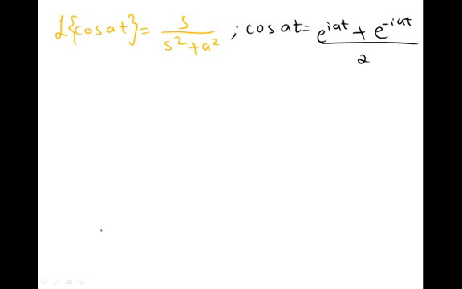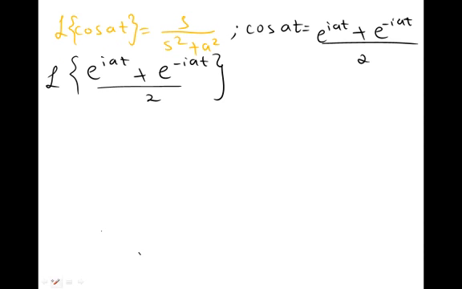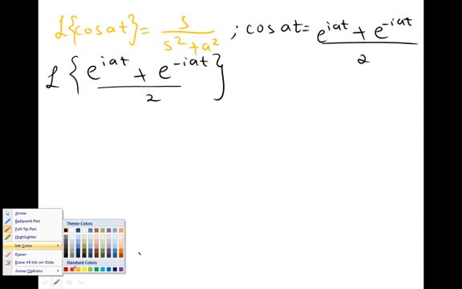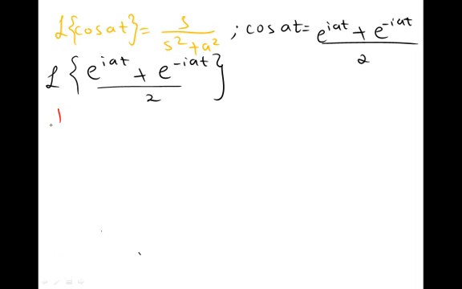Alright, now I will start to prove. Instead of this Laplace cosine at, I'm going to plug in this value. So you're working for the Laplace of e to the power of iat plus e to the power of minus iat over 2. I think that by now you are already familiar with the steps I'm doing. I'm going to take the 2 out as a common factor, and I'll be left with Laplace of this.